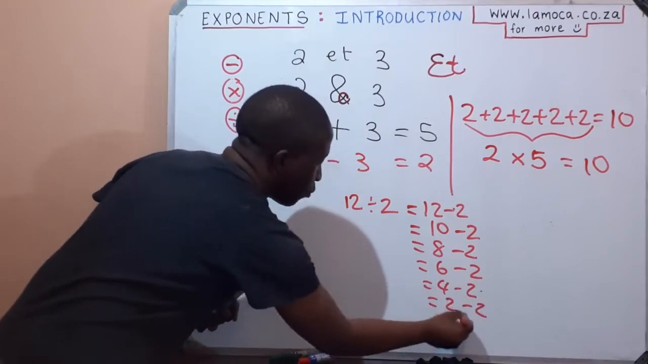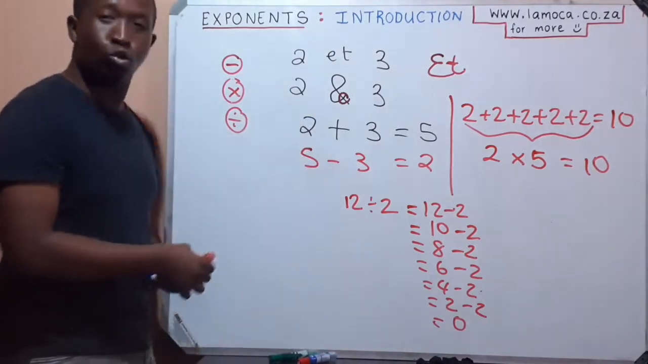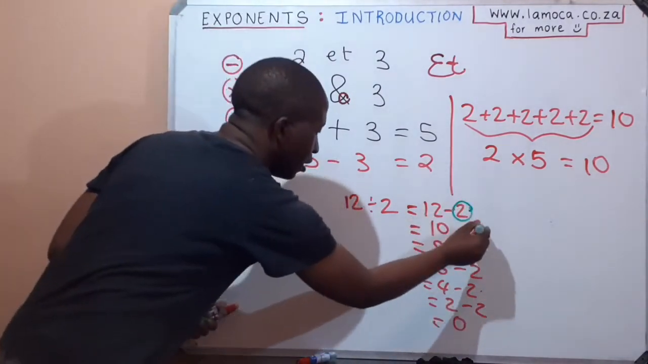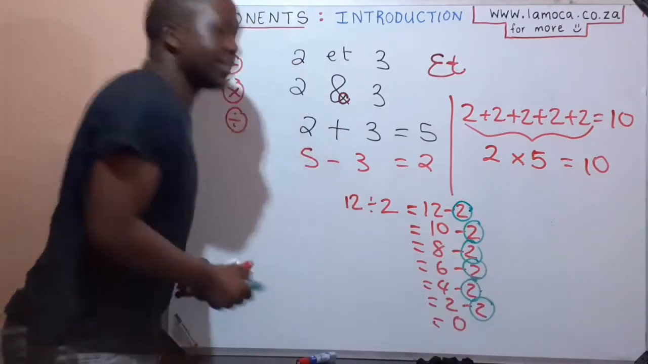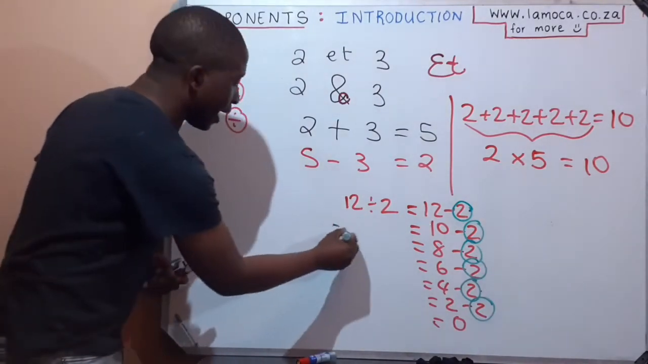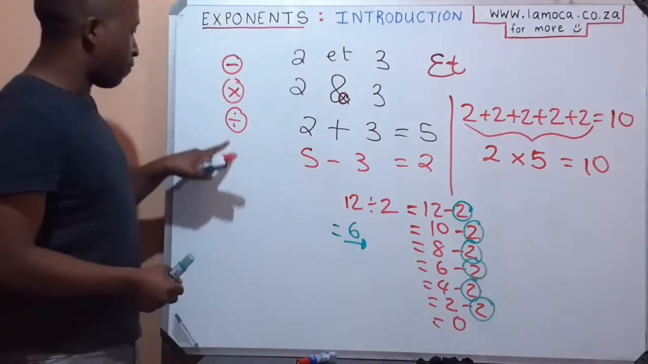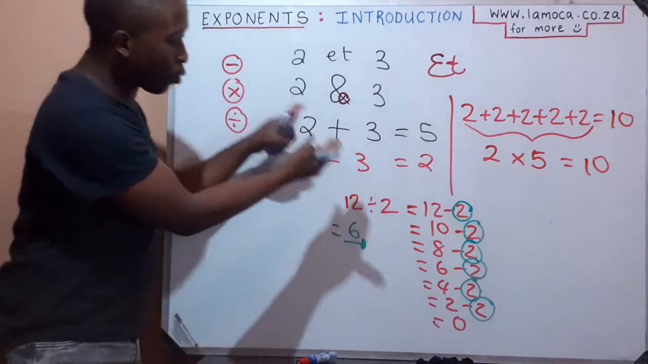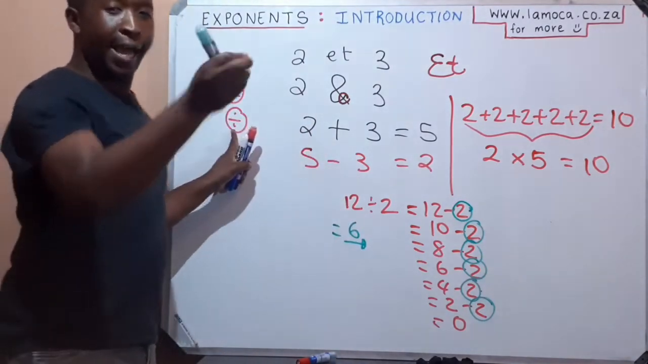Minus 2, you'll end up with nothing. So let's look at how many times we succeeded to subtract 2 out of 12. And if we check, this is 1, 2, 3, 4, 5, 6 times that we managed. So 12 divided by 2 gives us an answer of 6. So that also shows you, if division is repeated subtraction and subtraction is a reverse process of addition, it means we can define division in terms of addition.